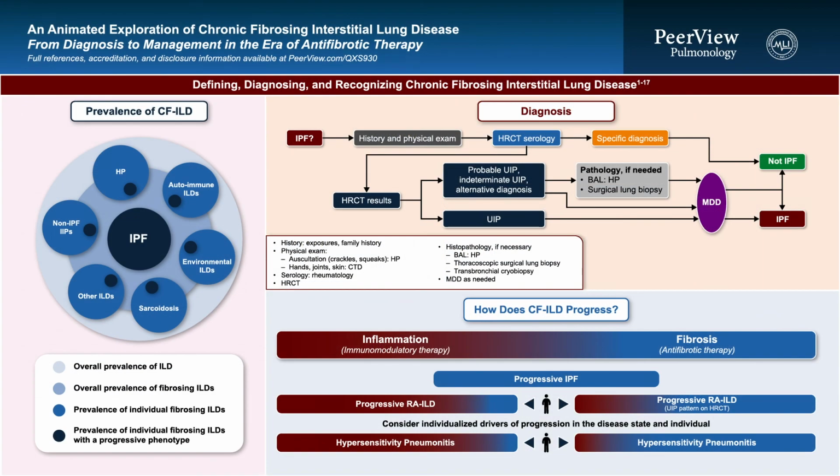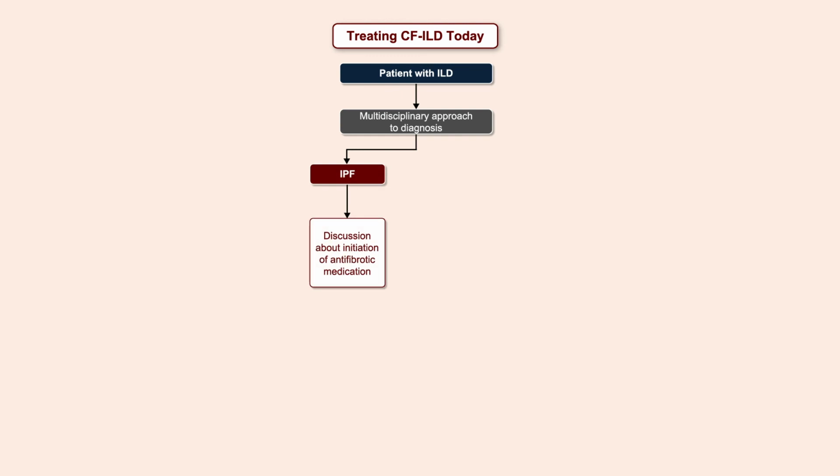So when you're treating these chronic fibrosing interstitial lung disease patients today, you want to take a look at these patients. You want to diagnose them with their interstitial lung disease, easy. You may want to take a multidisciplinary approach. You may want to talk to a rheumatologist if you're a pulmonologist to rule out other types of rheumatologic conditions because there are different therapies that are offered. Or if you determine it's IPF, you want to discuss the initiation of antifibrotic medication. Maybe you want to start thinking about lung transplant if the patient meets that criteria.